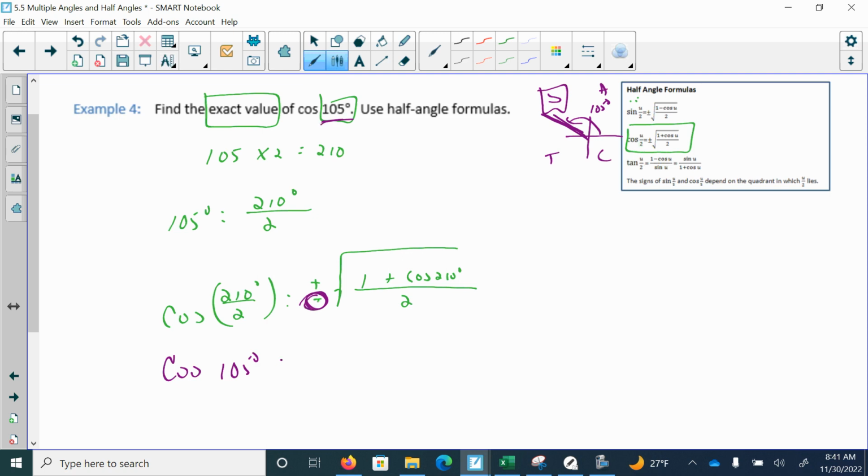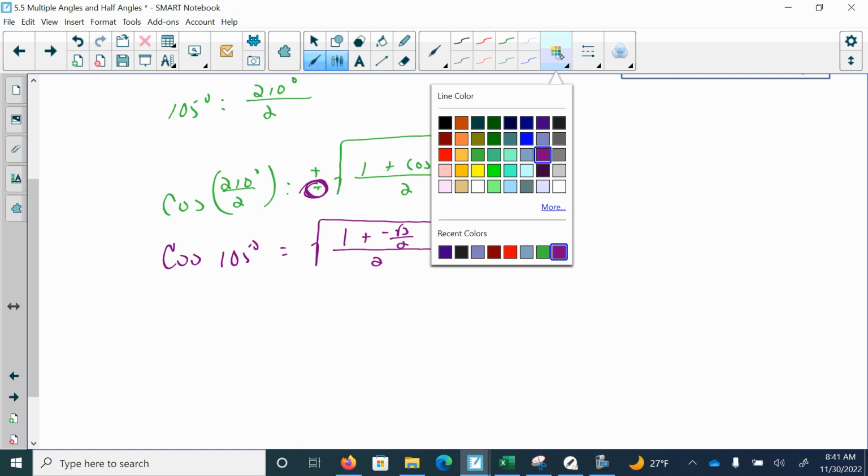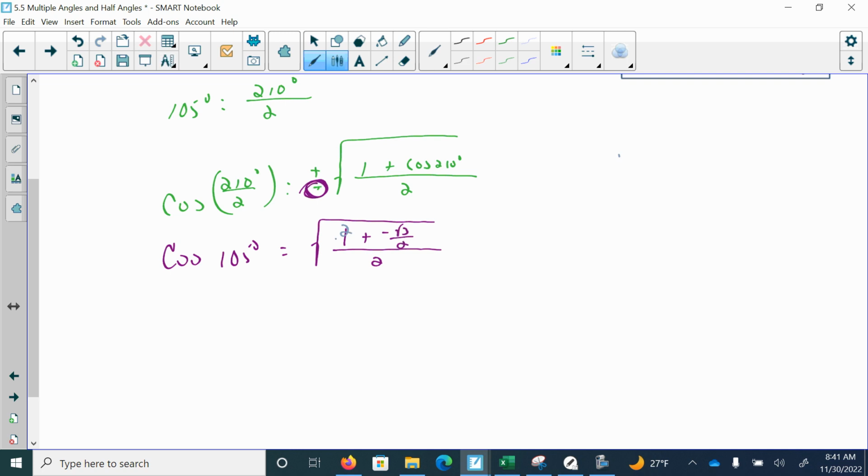Okay, so let's keep on going. So I'm going to say 1 plus, now the cosine of 210 is going to be a negative square root of 3 over 2, and this is all over 2. Now, I got that because I know my unit circle, and hopefully you know your unit circle too. All right, I am going to simplify this using mental math. We love mental math. So I am going to think of this 1 as 2 over 2.